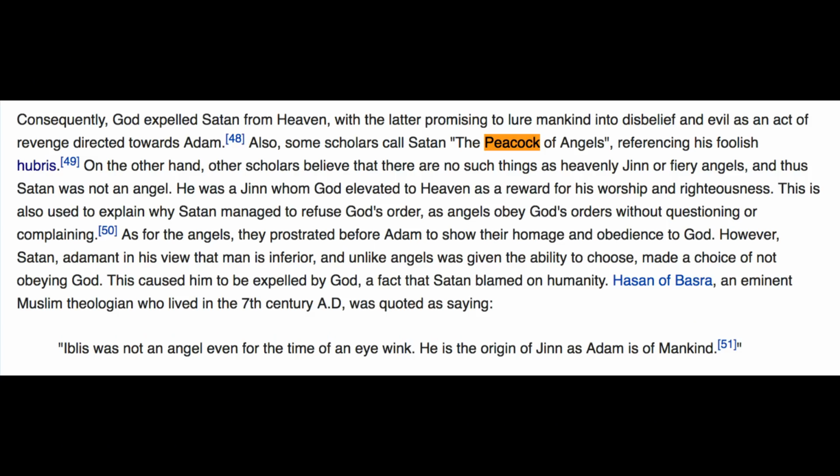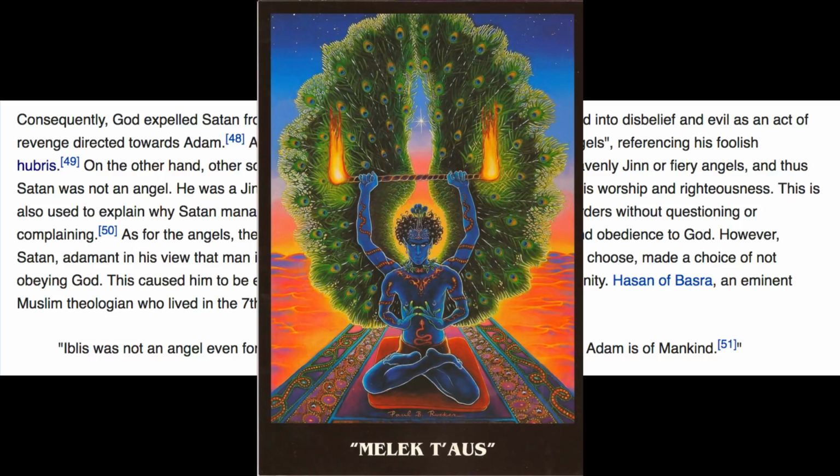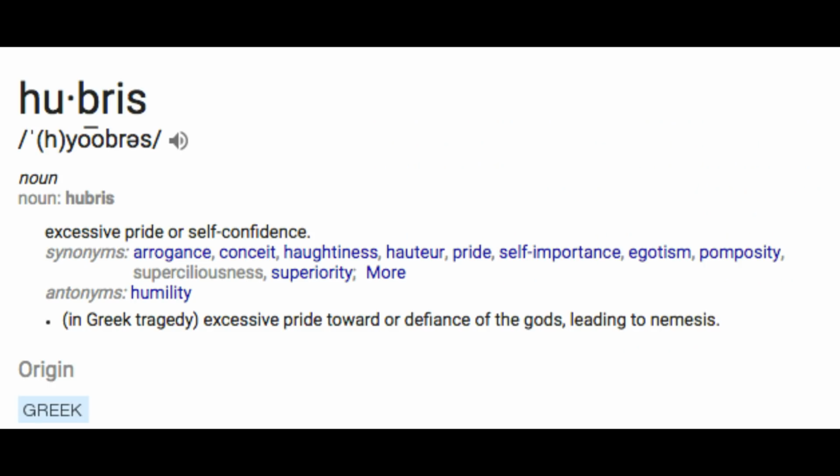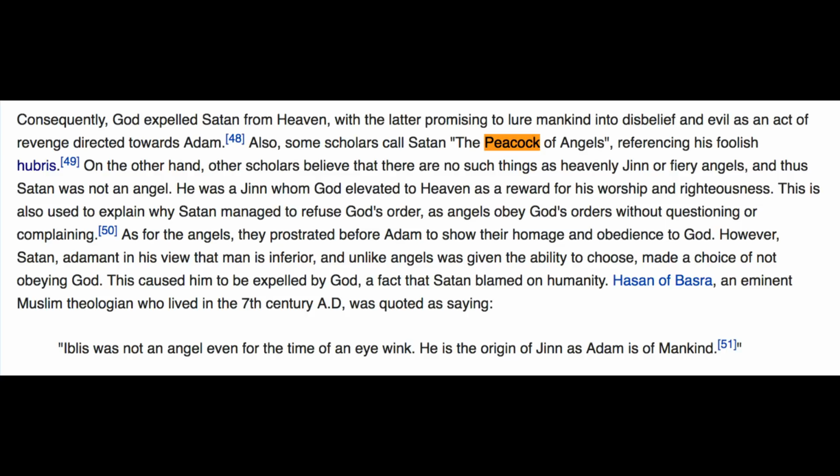It says here, consequently, God expelled Satan from heaven, with the latter promising to lure mankind into disbelief and evil as an act of revenge directed towards Adam, as Iblis told Allah. He was going to mislead his descendants. It says here also, some scholars call Satan the peacock of angels, referring to his foolish hubris. Just to remind you, we went from the peacock all of a sudden to Iblis and Satan, but we're returning again back to the peacock. What does it say here? Some scholars call Satan the peacock of angels.